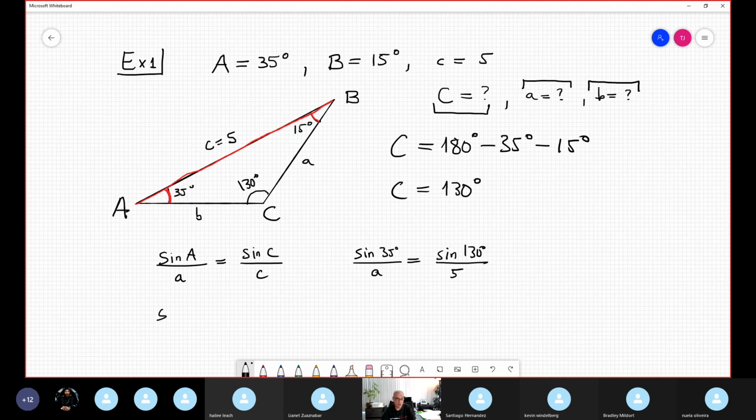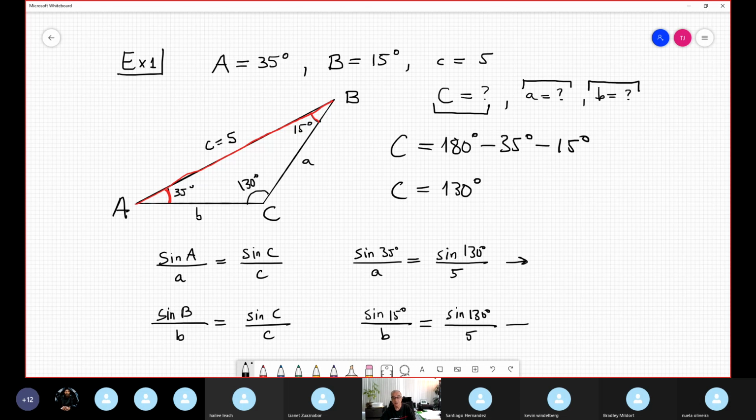You have, for example, sine B divided by B, which I have no idea, is equal to sine C divided by C. So sine 15 degree divided by B, I don't know, is equal to sine 130 degree divided by 5. Okay, now easy, you apply cross multiply.